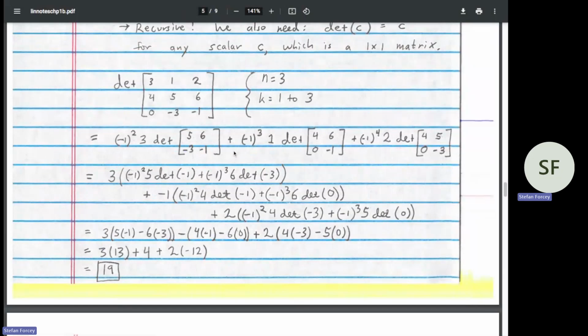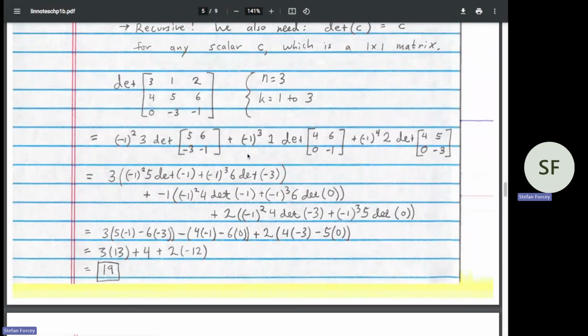I'm sure if you've done this before on a 3 by 3 matrix, then you could probably go faster than me at this point. But I want to show the whole process so that you can see it no matter what size matrix you're working on. The second term of the determinant of 5, 6, -3, -1 is -1 cubed, and then the entry 6, times the determinant of -3.